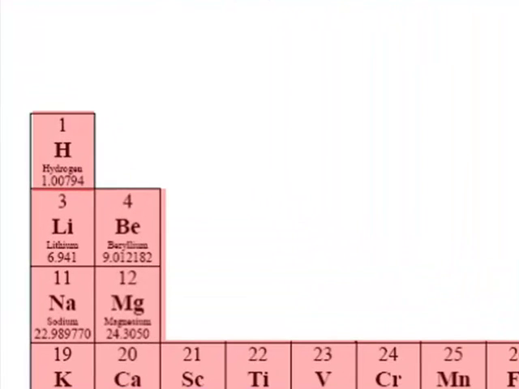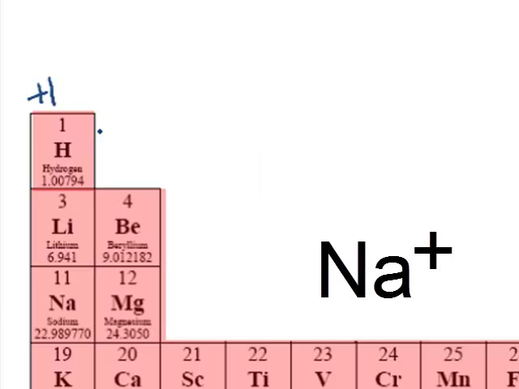That means that all the elements in group 1 tend to form a 1 positive charge. Hydrogen forms the hydrogen ion, H+. Lithium forms the lithium ion, Li+. Sodium, as we saw, forms the sodium ion, Na+, and the pattern continues down the group.